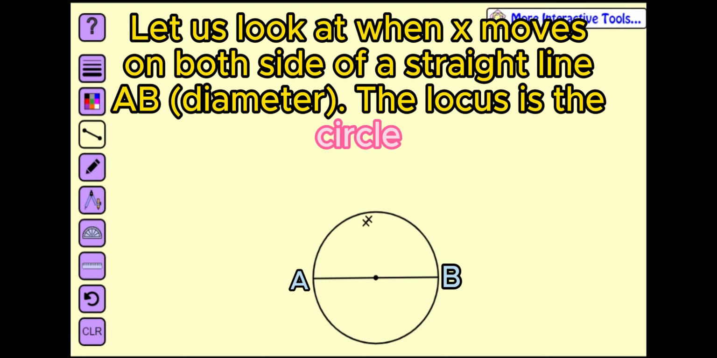Okay, so in this case, we have to do the same thing, only that the locus is on the two sides of a straight line AB, which is the diameter. So whichever way we put our X, on both sides, it will still be angle AXB equals 90 degrees.